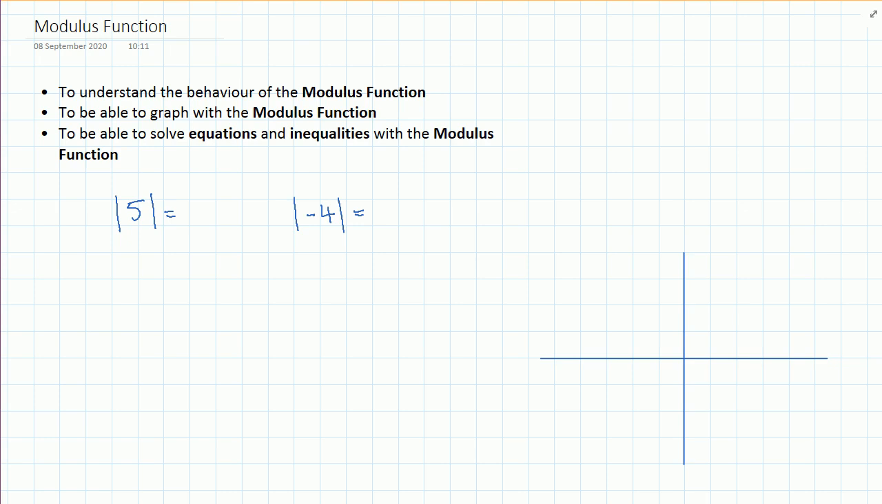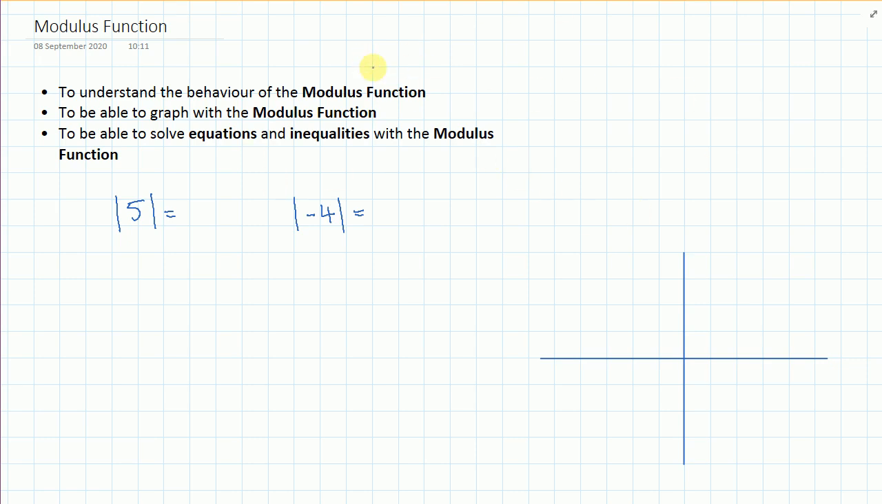Okay, this is a quick introduction to the modulus function and its graphing. I'll do a second video on the equations and inequalities because that might need to be Wednesday's lesson for us to go through. So you've actually come across modulus, although you probably didn't realise it.